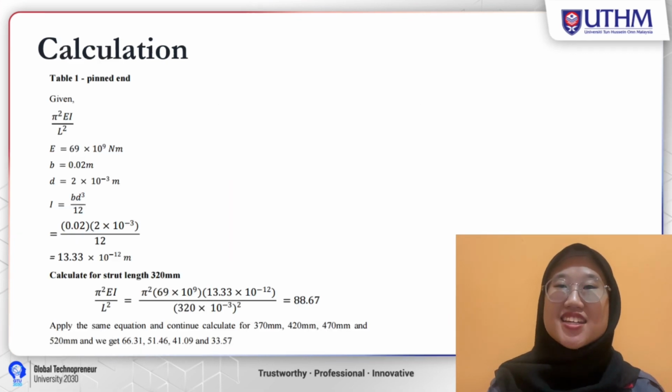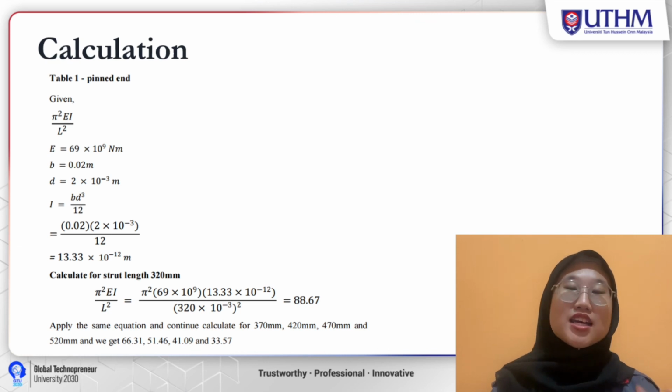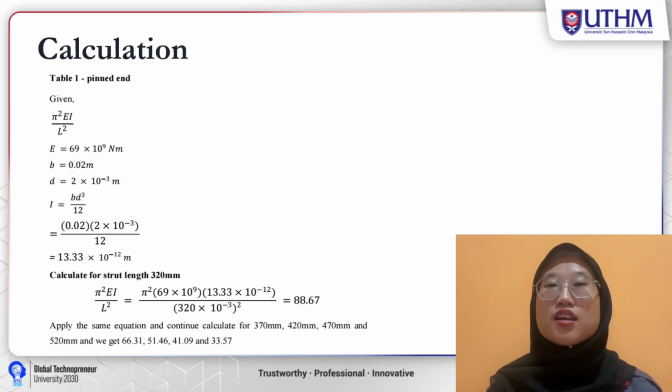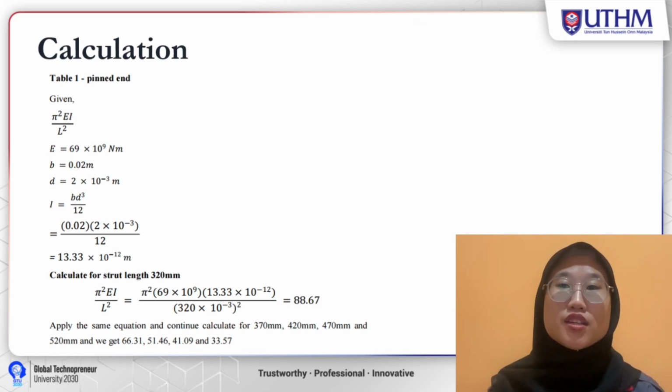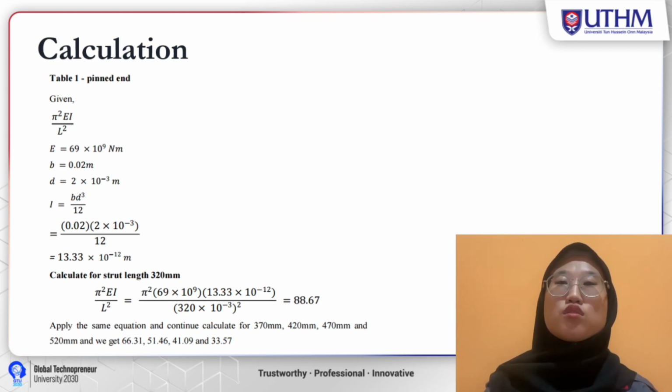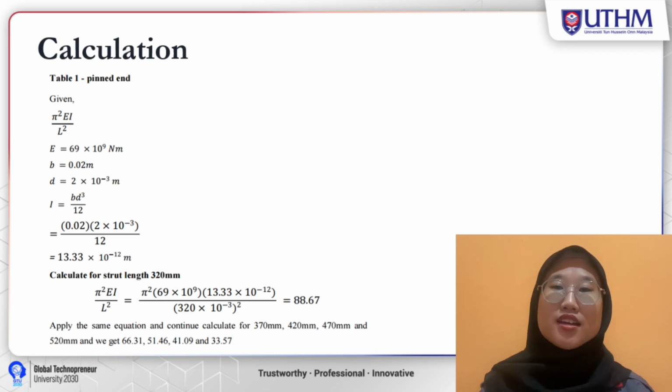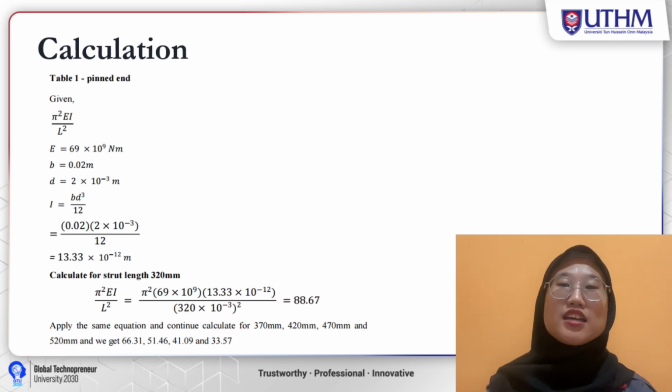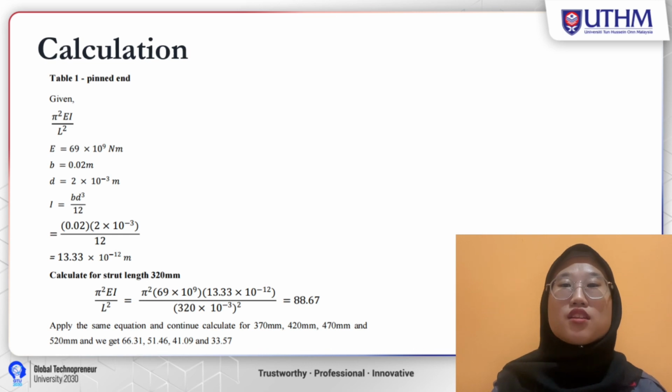So for calculation table 1, pin N, we use the formula pi squared E times I over L squared. So we got E equal to 69 times 10 power of 9 Newton per meter squared. B is 0.02 meter. D is equal to 2 times 10 power negative 3 meter. And the formula is I equal B times D cubed over 12. So we got 13.33 times 10 power negative 12 meter to the fourth.